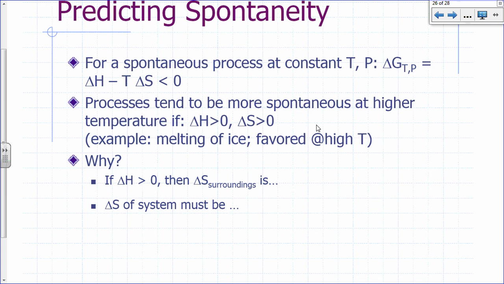What if it's the other way around? Delta H is positive. That means it's endothermic. It's drawing heat from the surroundings, so that's bad, right? But delta S happens to be positive, so that's good. You want entropy to increase. So the entropy of the system increases, but it absorbs heat from the surroundings. So this is bad for the surroundings.